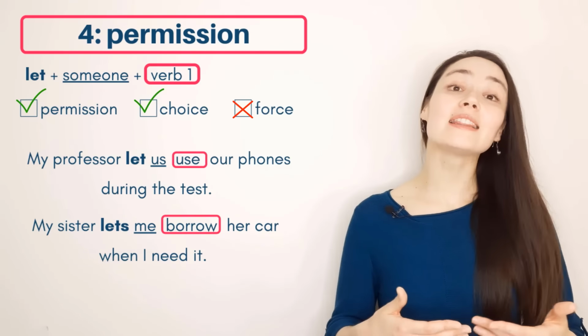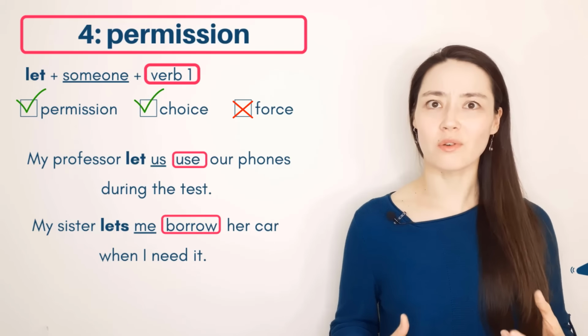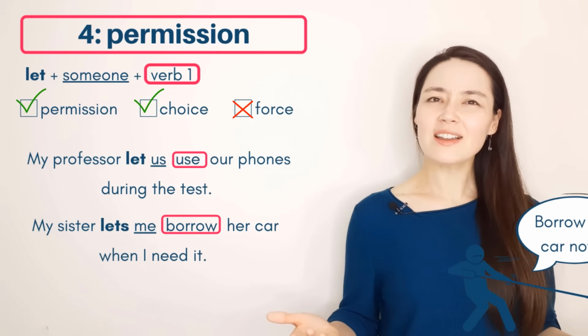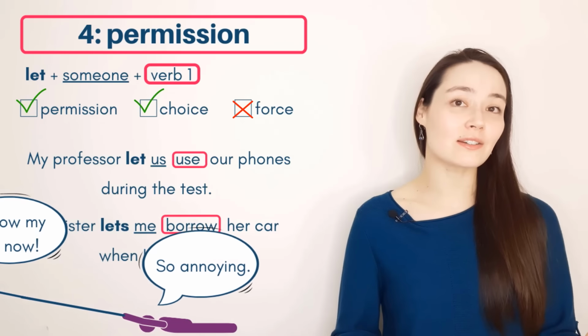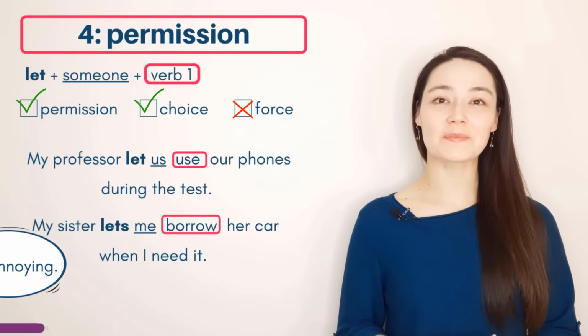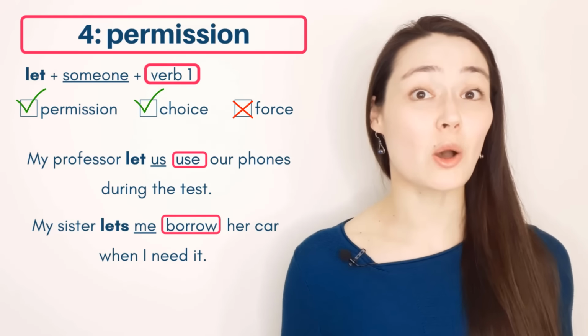My sister lets me borrow her car whenever I need it. Does she force me to borrow her car? No. Do I have a choice? Absolutely. If I need her car, I have permission. And of course, in the negative, this means no permission.